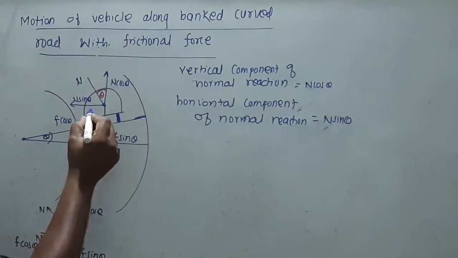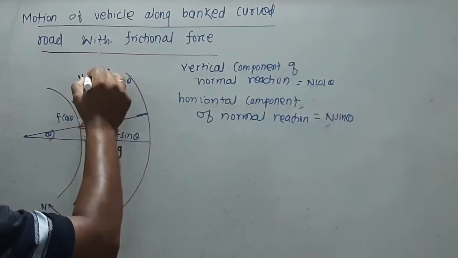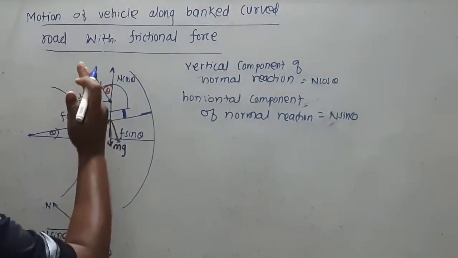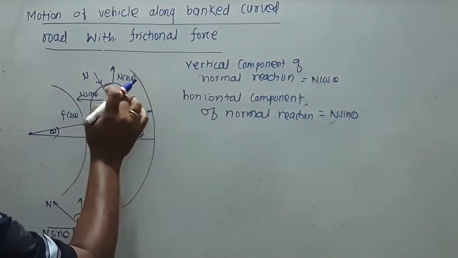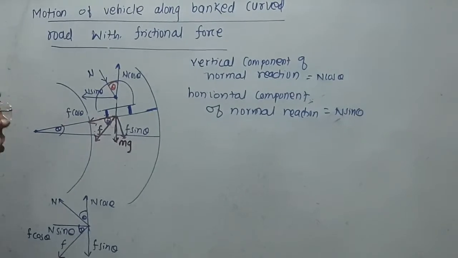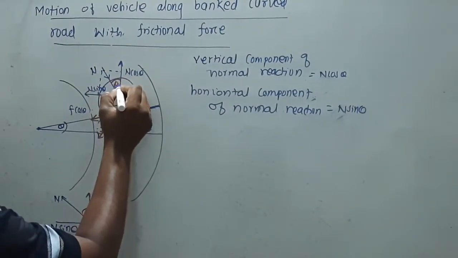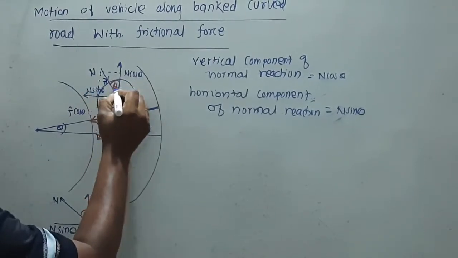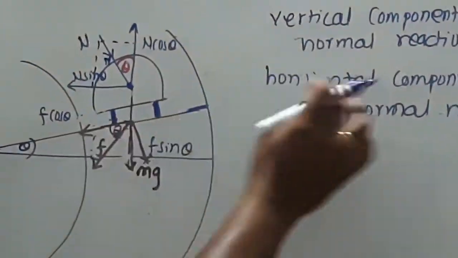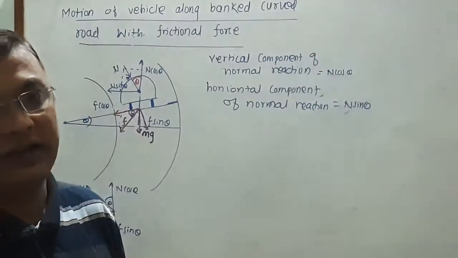It is observed that this is the center of gravity of this vehicle, and the normal reaction acts perpendicular to that particular vehicle. The vertical component considered along this direction is nothing but N cos theta. Cos theta is equal to adjacent upon the hypotenuse. Similarly, the horizontal component is nothing but N sin theta.